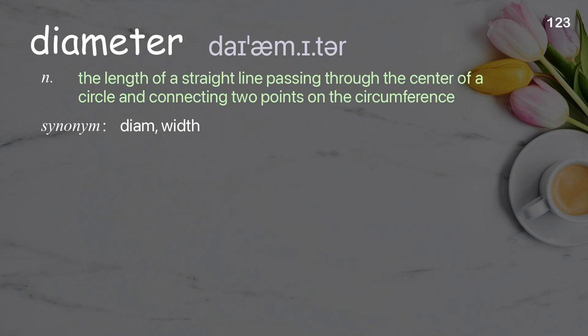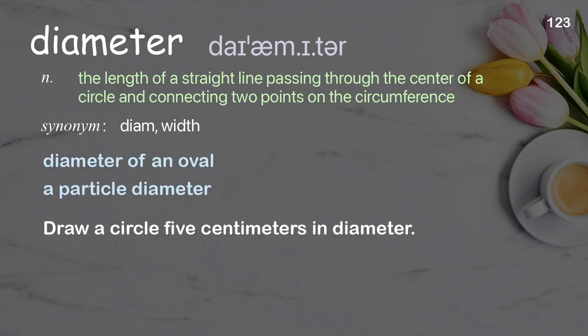Diameter. The length of a straight line passing through the center of a circle and connecting two points on the circumference. Examples. Diameter of an oval. A particle diameter. Draw a circle 5 centimeters in diameter.